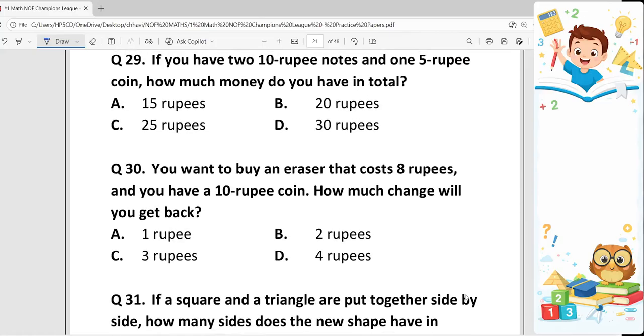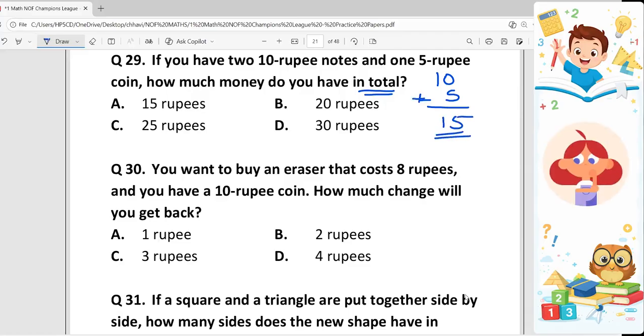Next. 29th sum. If you have a 10 rupee note and one 5 rupee coin, how much money do you have in total? Again, total. 10 rupee note we have and 5 rupee coin we have. It doesn't matter if it is a note or a coin. The thing which matters is how much money it is. So we will add it, and 10 plus 5 is 15 rupees. So 15 rupees, option A is the correct answer.